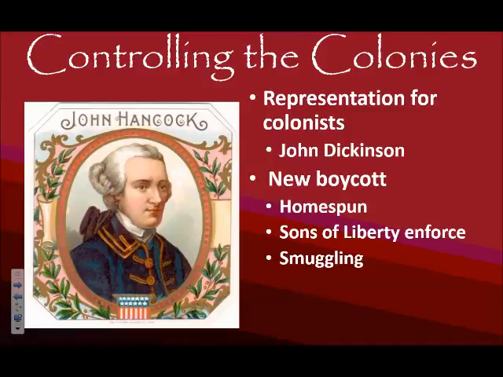We are definitely seeing that the people want to be represented. They don't want a parliament that has no direct connection to them. So they want direct representation rather than what we would call virtual representation. Throughout the boycott, again, the Sons of Liberty enforcing with civilians, but also we still have sort of harassment of government officials like the customs officials.